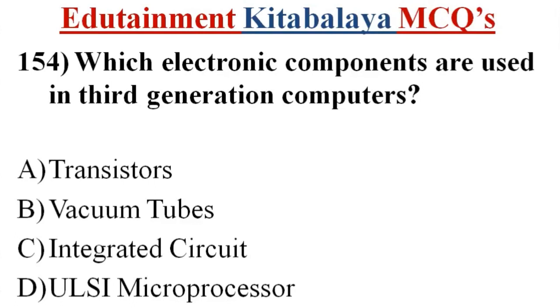Question number 154. Which electronic components are used in third-generation computers? A. Transistors. B. Vacuum tubes. C. Integrated circuit. D. ULC microprocessor. Correct answer is C. Integrated circuit.